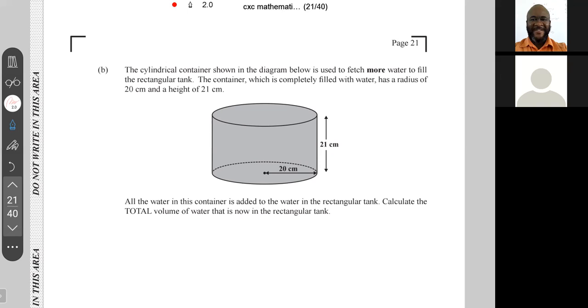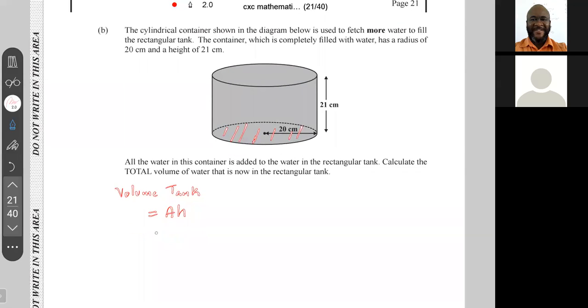Well, let us determine what is the volume of water that this cylinder can scoop up. Volume or capacity of the tank, that's a cylindrical tank, is equal to AH. Now where A is the area of the uniform cross section, which in this case is a circle, and H is the height. So this is for the cylinder, pi r square h.